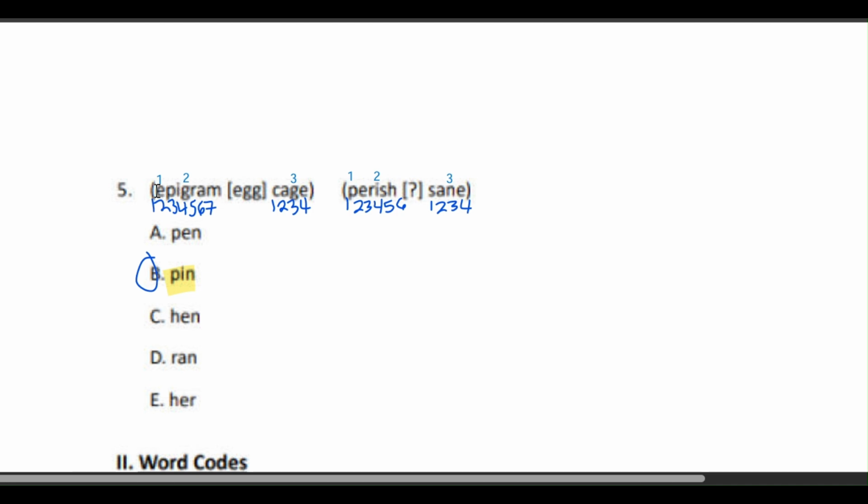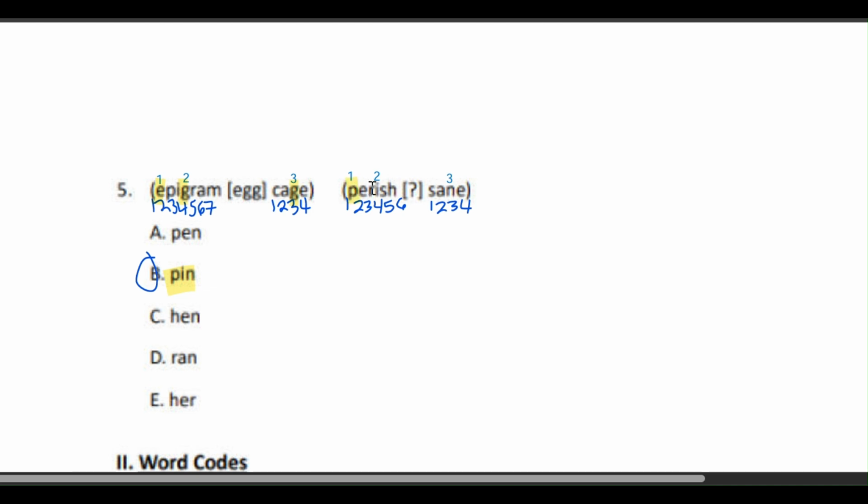Here's the breakdown. The secret rule is that the middle word's letters come from the outer words in a specific pattern. Let's look at epigram, cage. The egg takes E and G from epigram. Then, the last G comes from cage. See the pattern? 2 letters from the first word, 1 from the second, a 2 to 1 split. So for parish, sane, pin fits best.